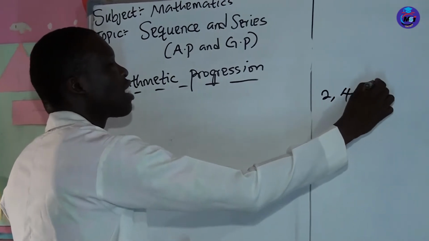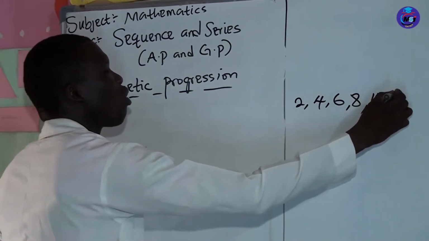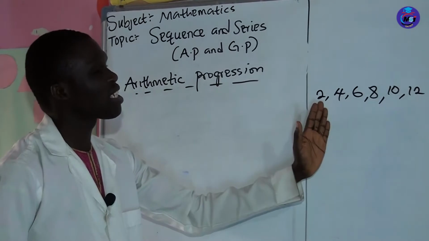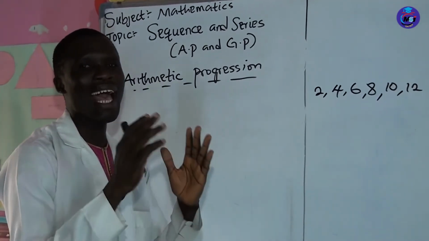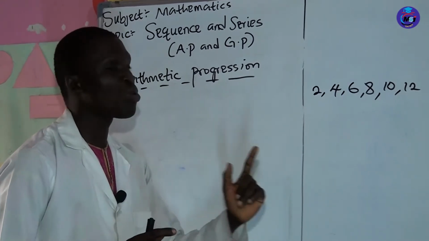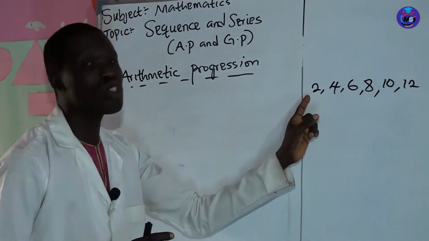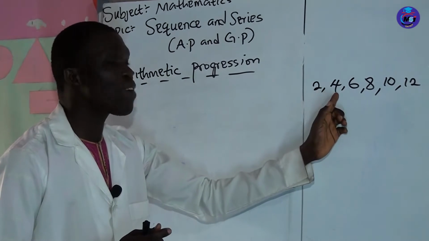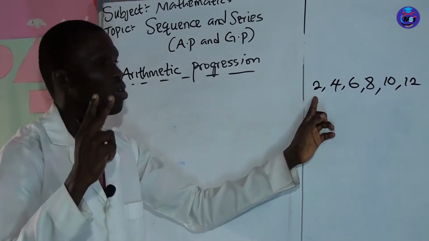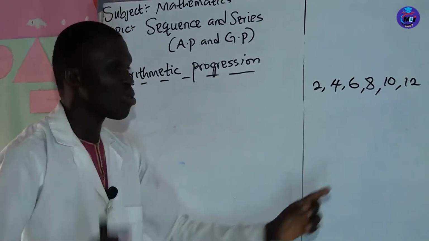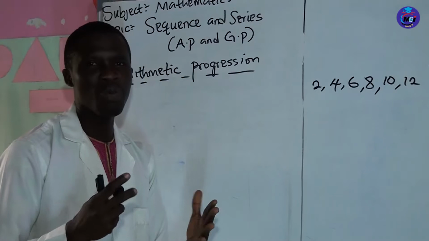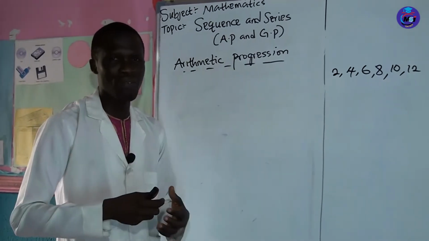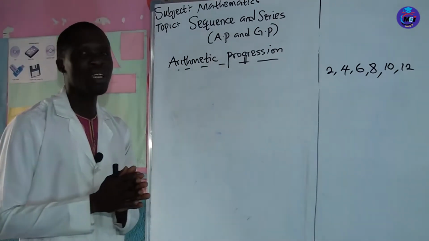Think about this: you have 2, 4, 6, 8, 10, 12. Let's stop here. This is what we call a series, and this series increases by addition of 2. The first number is 2. The difference between 4 and 2 is 2. The difference between 6 and 4 is 2. The difference between 8 and 6 is 2. This is telling you that the numbers are increasing progressively, and that is what we call arithmetic progression.